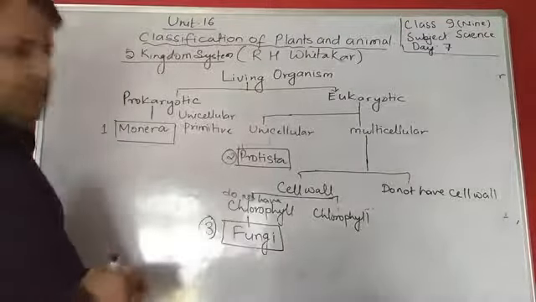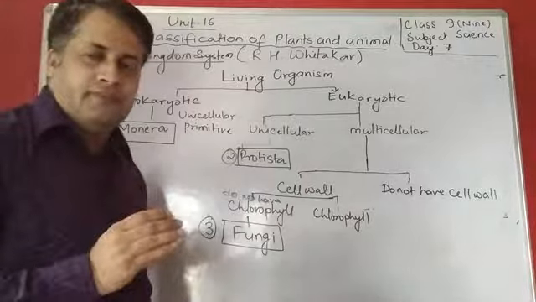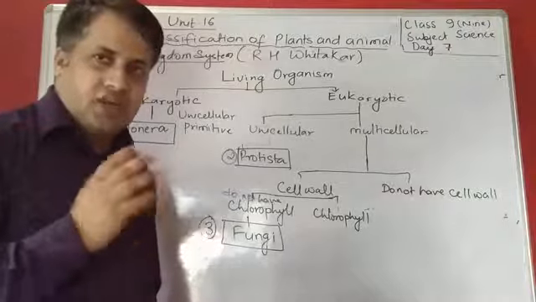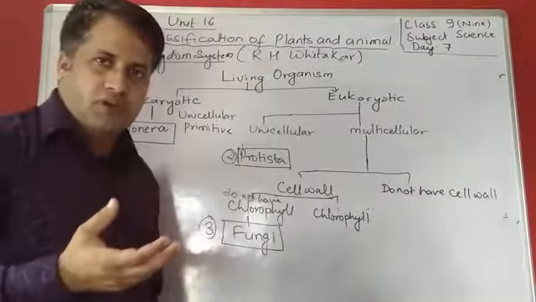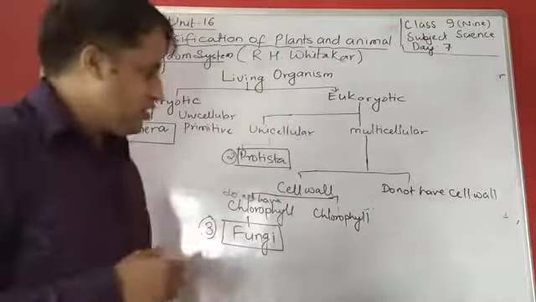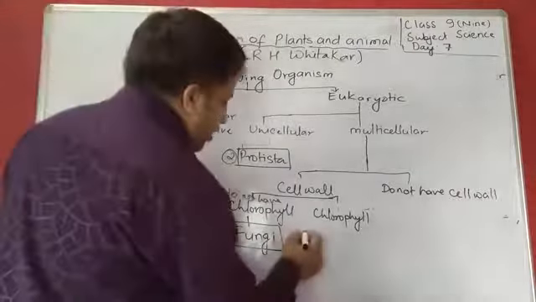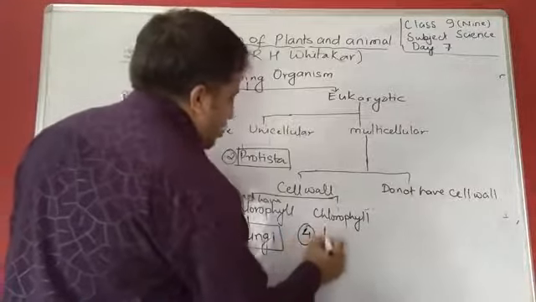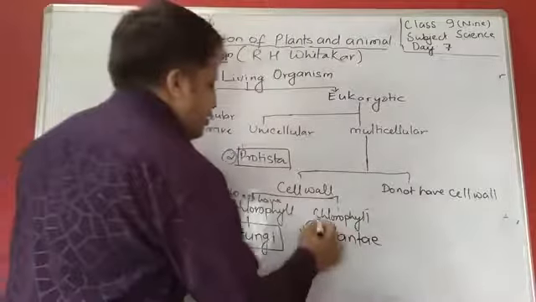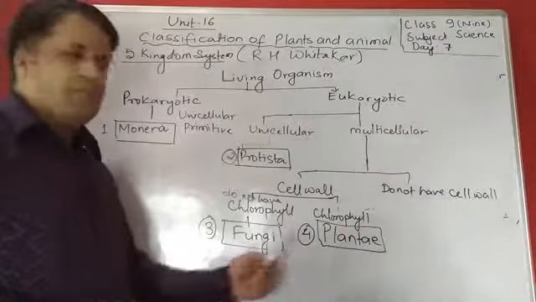Okay, and the organisms which have chlorophyll and which are autotrophic, which can prepare their food themselves by the process of photosynthesis. And you know what is photosynthesis? The process of making food with the help of sunlight and chlorophyll is known as photosynthesis. So those organisms which have chlorophyll in them were named as plantae. Okay, so they are placed in kingdom plantae.